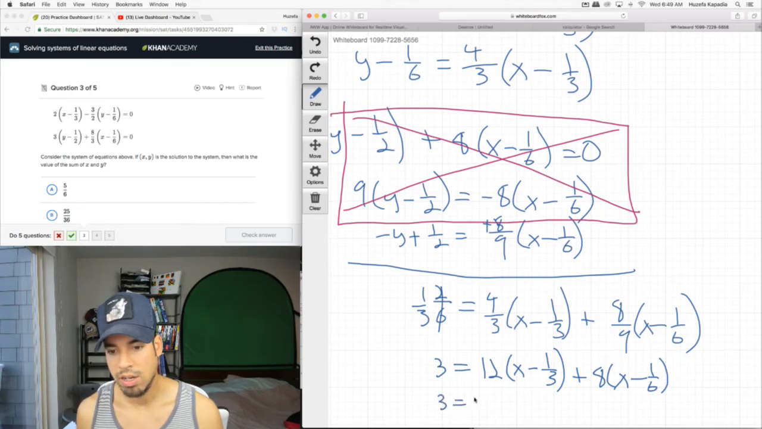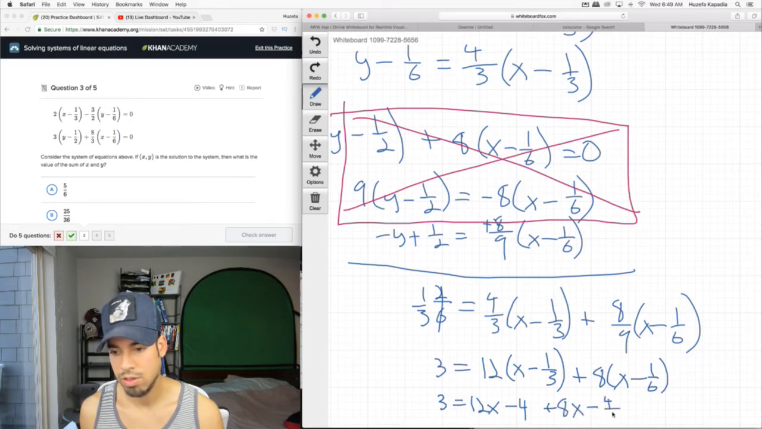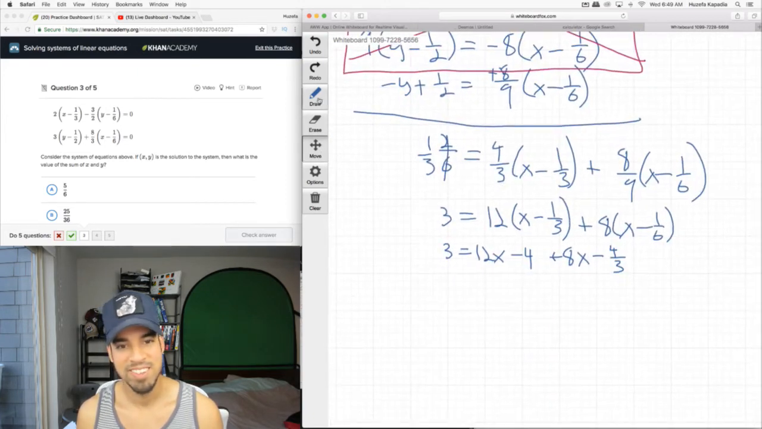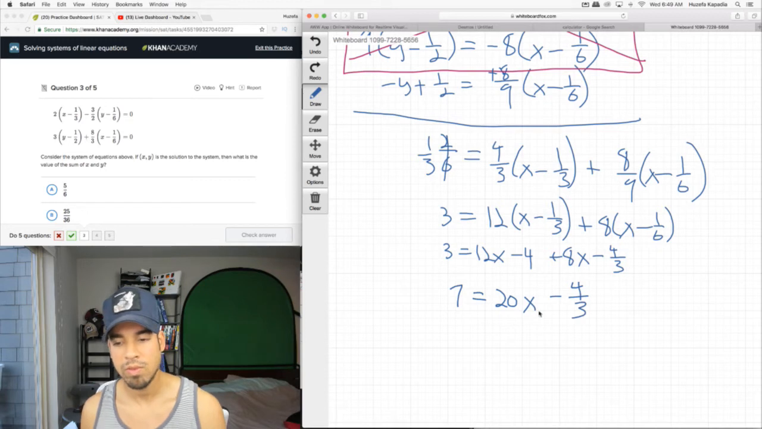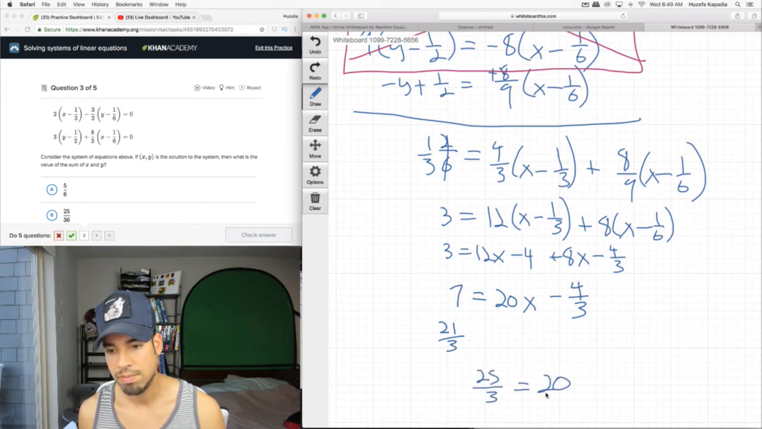And then we've got 3 equals 12x minus 4 plus 8x minus 8/6, which is 4/3. Okay, we're almost there. This is so bad. Okay, I'm going to add the 4 over there. 7 equals 20x minus 4/3. I'm going to add 4/3 to this side and make this 21/3. So it becomes 25/3 equals 20x. And then I'm going to multiply both sides by 1/20, so that gets rid of this. x equals, and let's reduce this to 5 and 4. x equals 5/12.